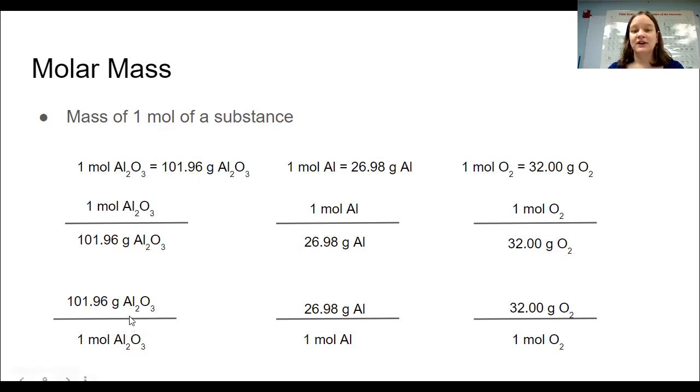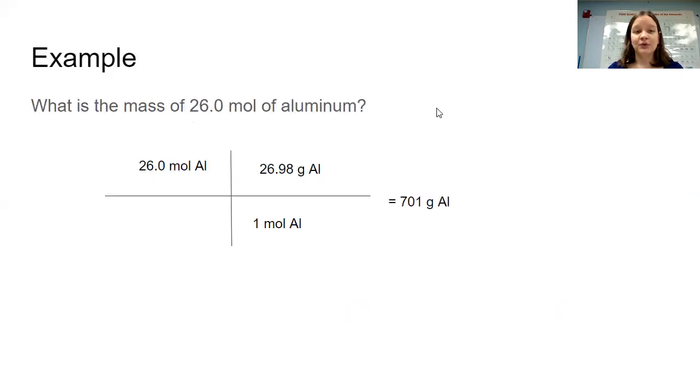So I can get 2 conversion factors from each one of my substances in that equation that we're using. I have moles to grams, or I can do grams to moles. Either way, depending on what I'm being asked to do in the problem, I might need either one of them. So here's one example where we have the mass. We're finding the mass of 26 moles of aluminum.